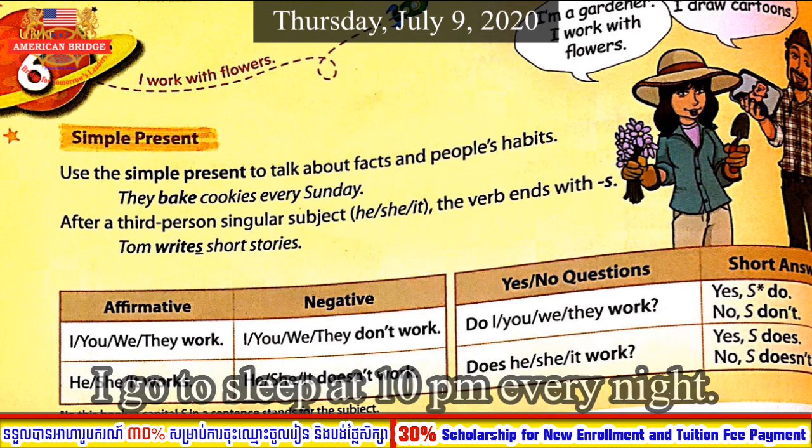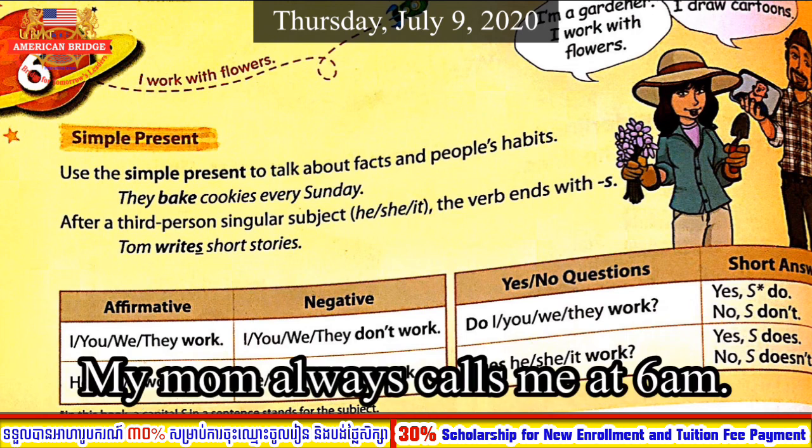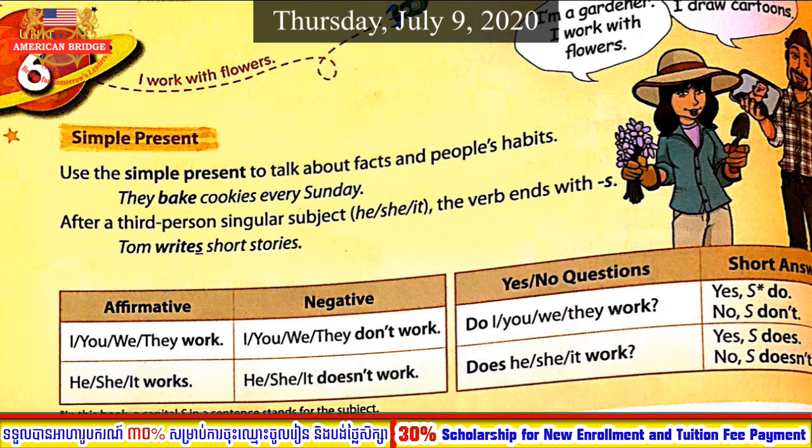That's what we call habit. Or we can say, my mom always calls me at 6 a.m. So at 6 a.m. my mom always calls me every day. That is her habit. So we use simple present to talk about people's habits. Next, after a third person singular subject, he, she, or it, the verb ends with s. It means that sometimes we have to add s, sometimes we have to add es. We will study about this all together.